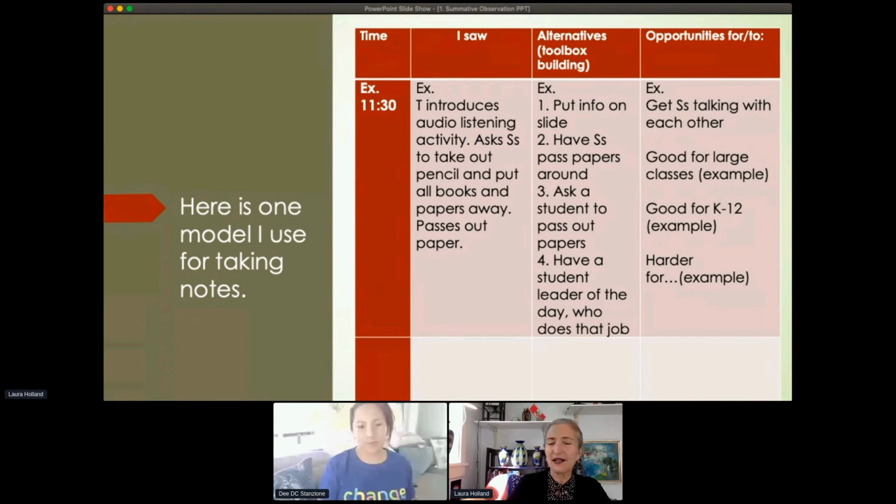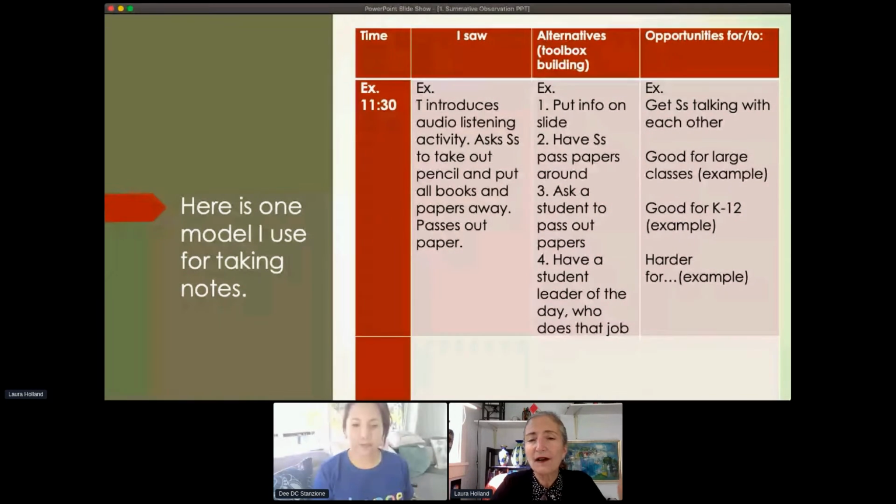Afterwards, after I'm done with the observation and I go home and I'm doing my homework, then we do this, alternatives. And what is this? It's to build our teaching toolboxes. So, for example, let's say the teacher introduced all the directions verbally. Okay, well, another way you could do that, not because there's anything wrong with that, but just to build our alternatives, our options. Maybe you could put the information on the slide, or you could have students pass papers around, or ask a student to pass out the papers, or have a student leader of the day who does that job.